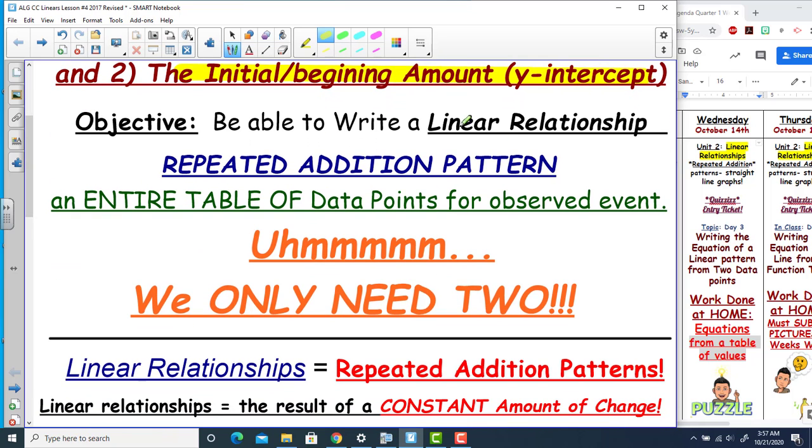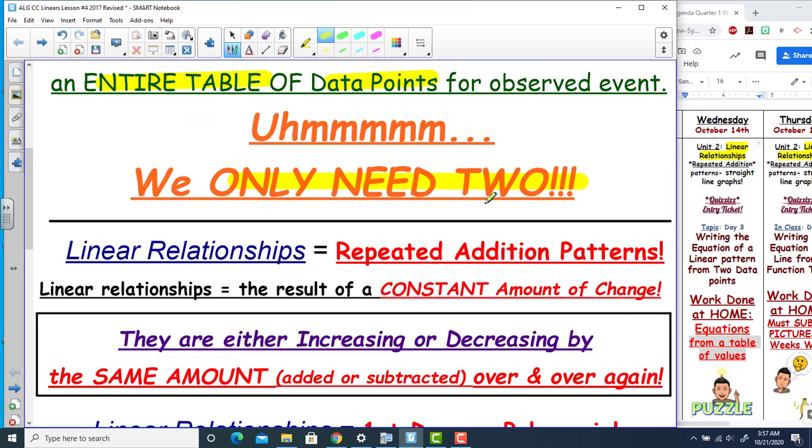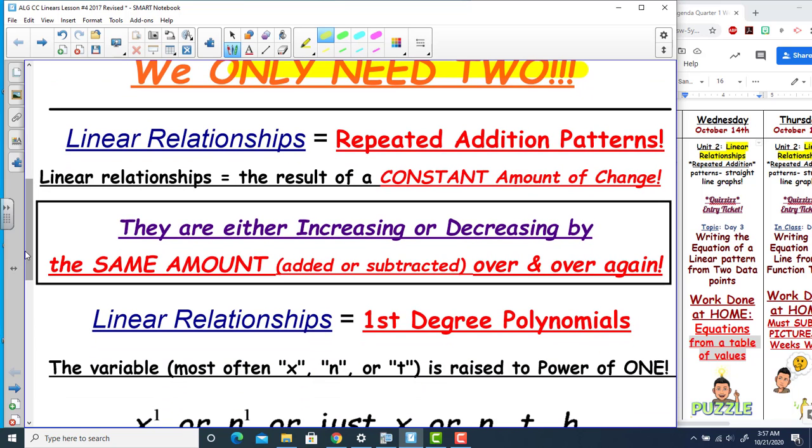Our objective is going to be to write linear relationships, the repeated addition patterns, from a table of values. The entire table of values is going to give us many data points, and what we know about yesterday's work is we actually only need 2 data points to write a linear relationship. So we're going to be given a lot more information than we need, and we're actually going to be rehearsing the exact same steps we saw yesterday.